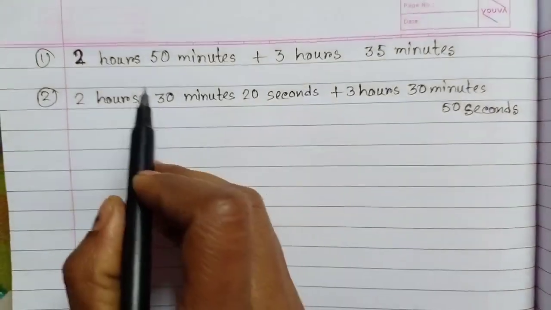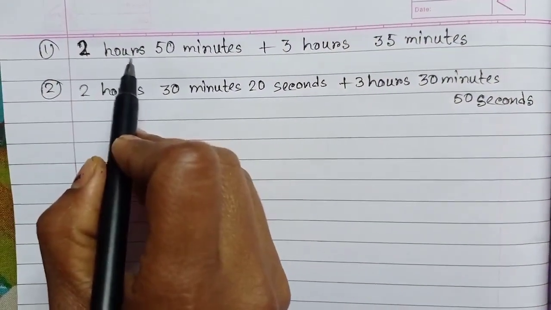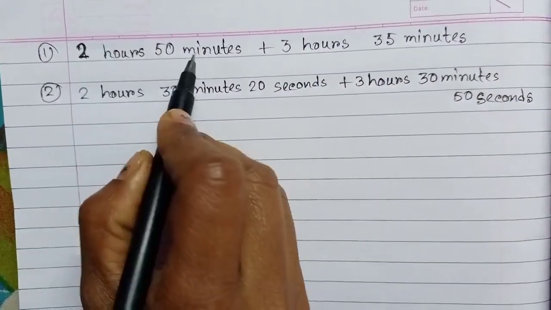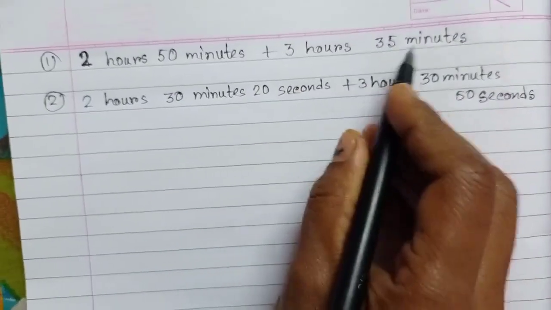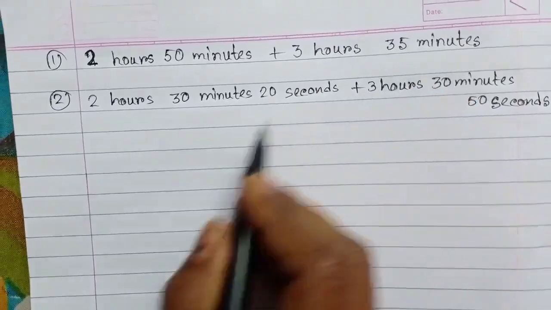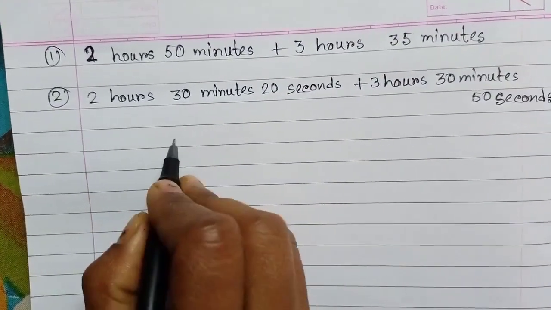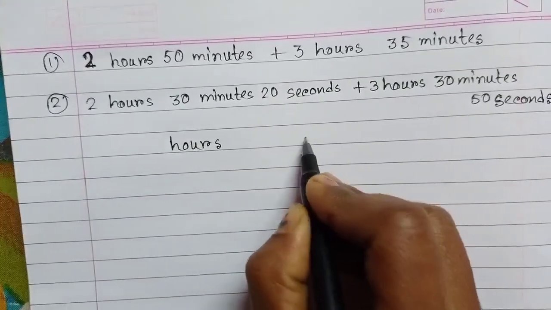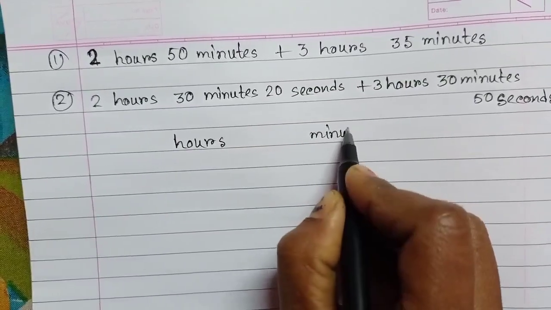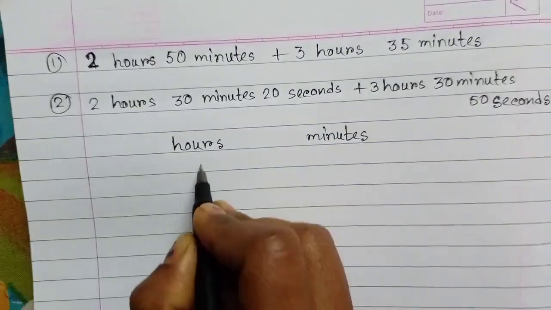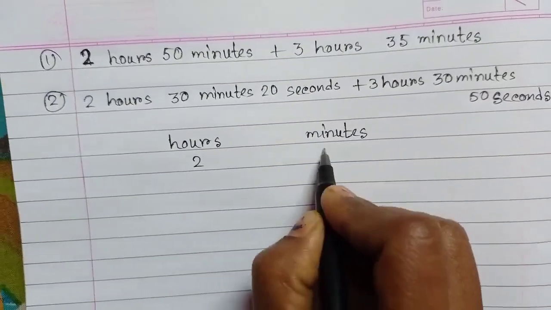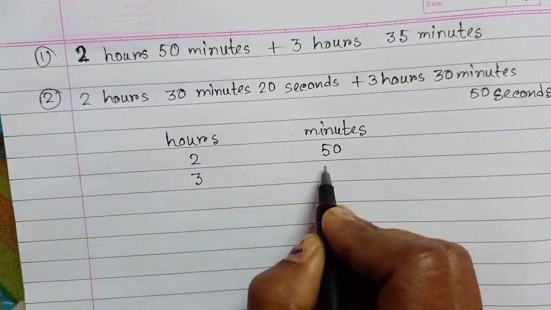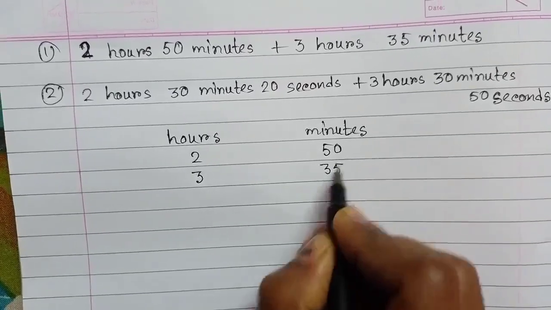Hello students, today I will discuss the addition of time. Here, see that 2 hours 50 minutes plus 3 hours 35 minutes. So at first I write here hours, minutes. Here 2 hours 50 minutes, then 3 hours 35 minutes.